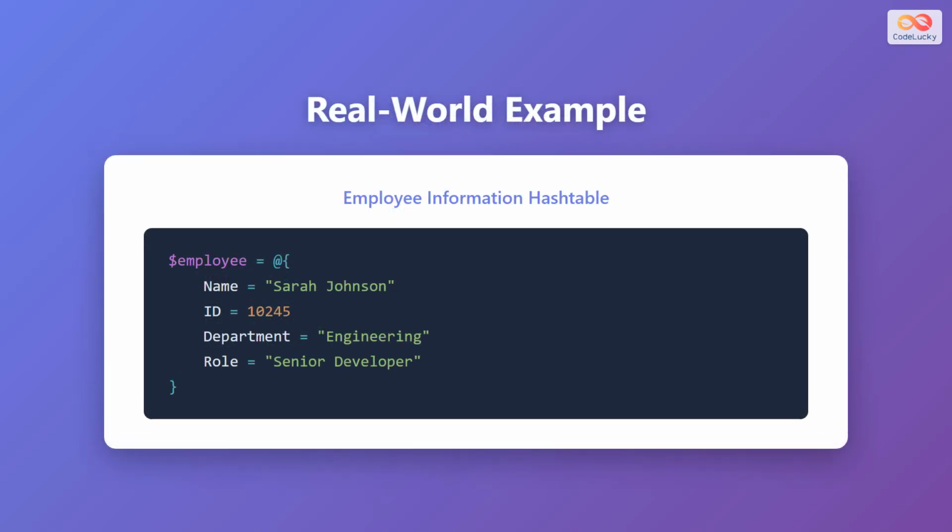Let's look at a practical example. Imagine you want to store employee information. You create a hashtable called $employee with keys like name, ID, department, and role. The name key might have the value Sarah Johnson, ID could be 10,245, department could be engineering, and role could be senior developer. This organizes all related employee data in one convenient structure.